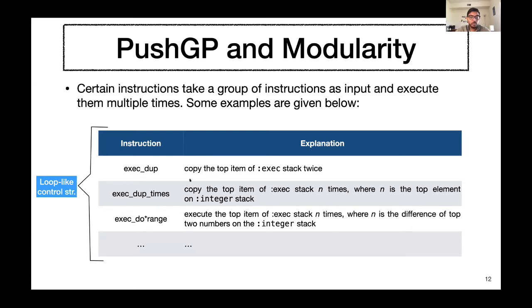So exec loop copies the top item of the exec stack twice, which essentially means executing the top item twice, unless executing the first copy prevents or modifies the execution of the second copy. Similarly, exec do times and exec do range copy the next code block n number of times. And there are many more instructions which perform similar functions. And clearly these all are loop-like control structures.